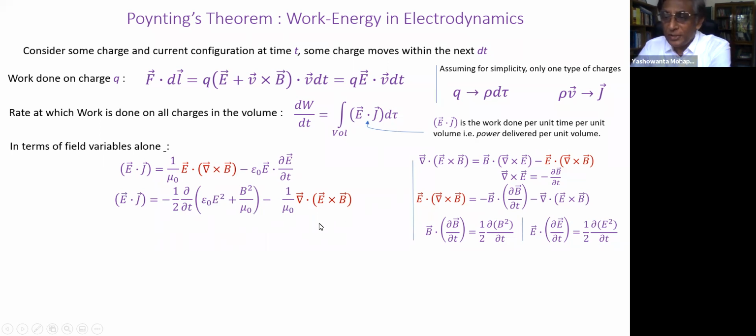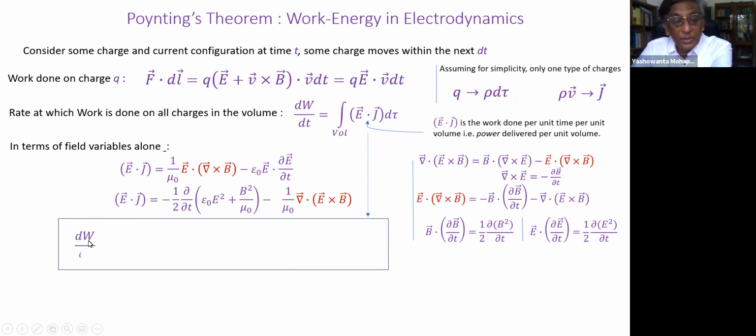This is the kind of thing that we have done many times over in deriving things, right? And you can probably judge the goal: once you get divergence, you can convert it into a surface integral. So let's put back this E dot J in this equation, okay? Then the rate of work done is minus d by dt of this quantity, and 1 by mu naught surface integral of E cross B dot dA.